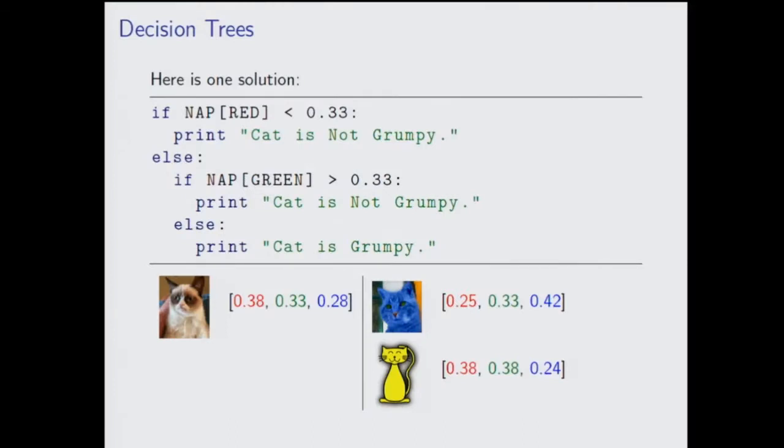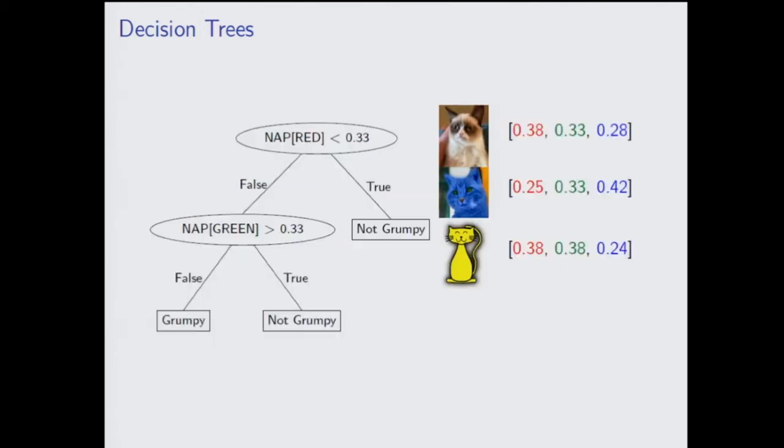And rather than writing it as a bunch of if statements, which gets kind of clunky, computer scientists will often instead draw a picture. And the picture has a circle, an ellipse, for every place where you ask a question. So there's 2 of them because we had 2 questions. And based on the answer to this question, you go down the tree one branch or the other until you hit the bottom. So the first question is nap red less than 0.33? If that's true, we know the cat's not grumpy. If it's false, then we ask another question, and then we go left or right depending on the answer.